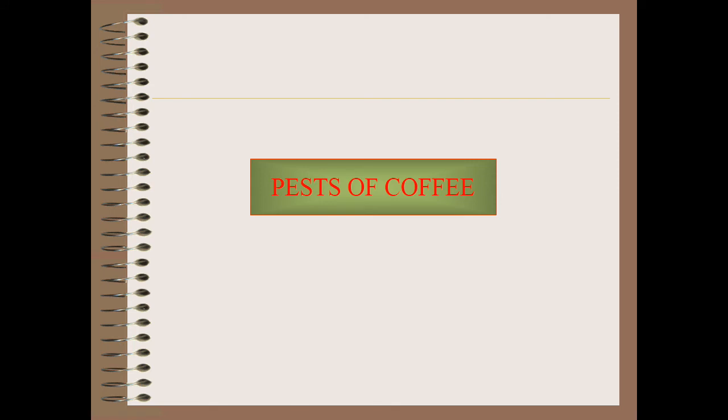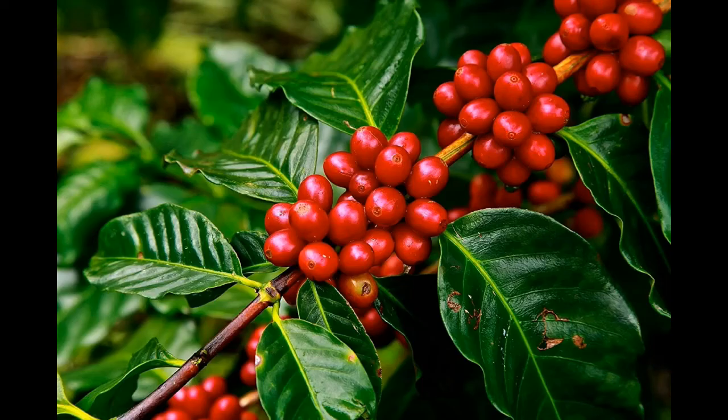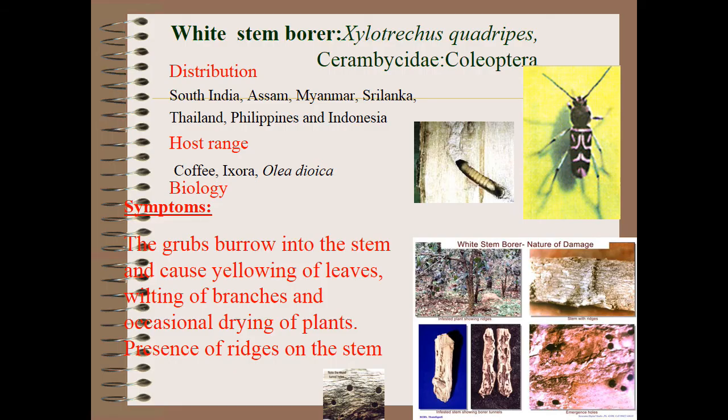And what about major pests of coffee? It includes white stem borer, red borer, green scale, shuttle borer, and berry borer. And minor pest, that is mealybug only. Okay, just start from major pests of coffee. It is white stem borer, Xylotrechus quadripes, Cerambycidae, Coleoptera.